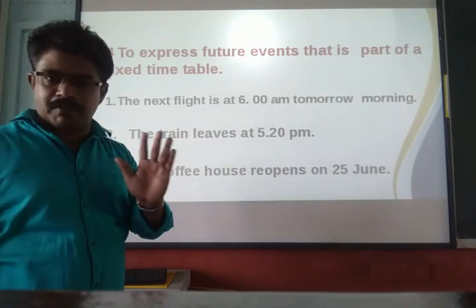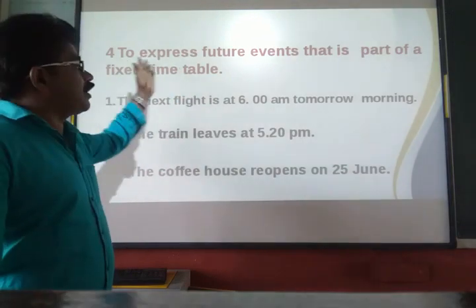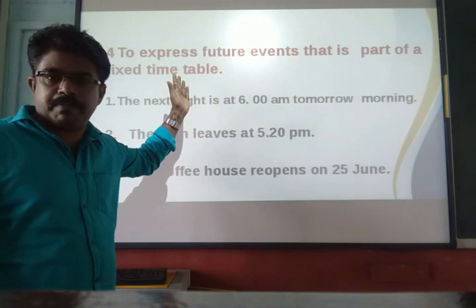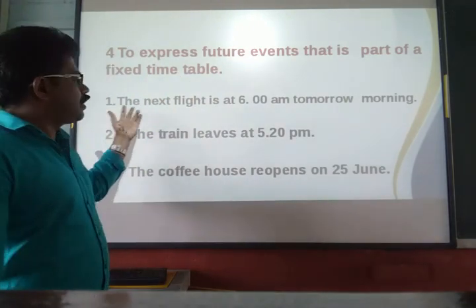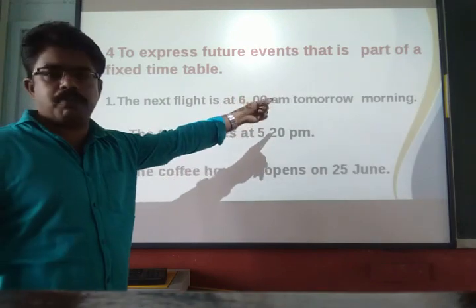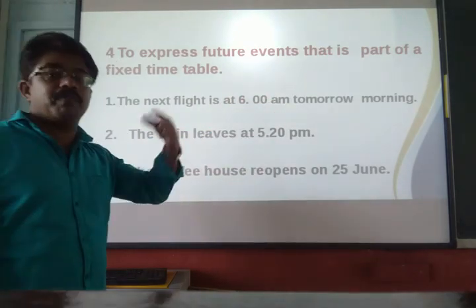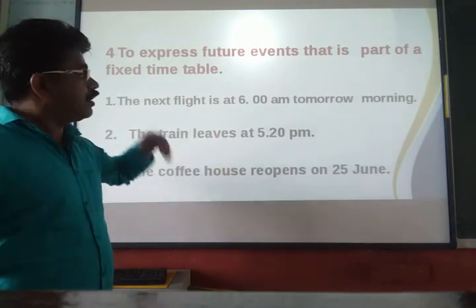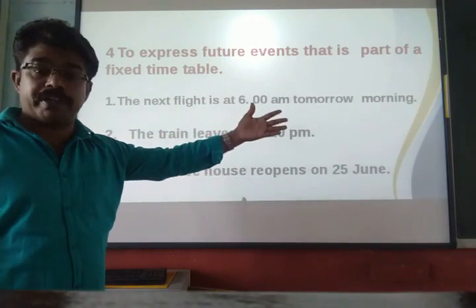I hope you are getting what I am speaking. So we said to express future events that are part of a fixed timetable. It's already arranged to take place. So what are some of those? The next flight is at 6 a.m. tomorrow morning. If we have booked a flight ticket, we know when the next flight is about to take off. So we will say the next flight is at 6 a.m. tomorrow morning.